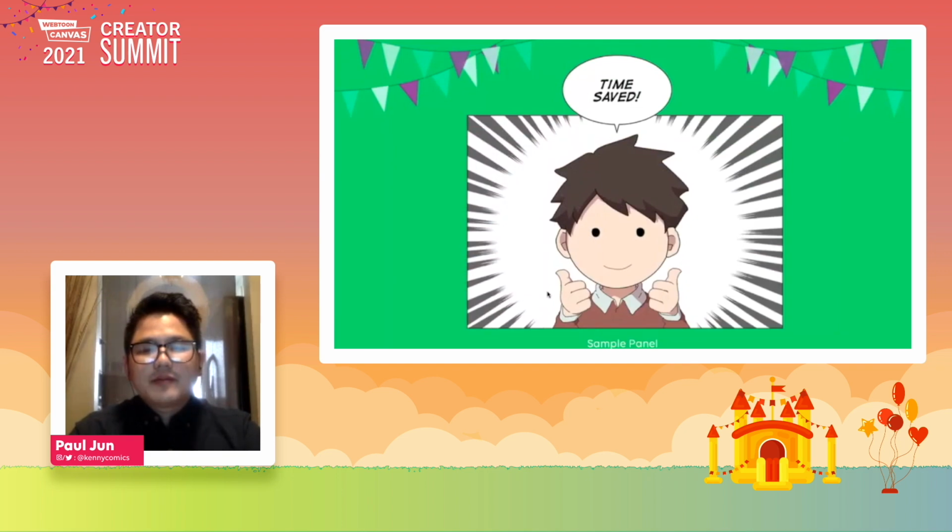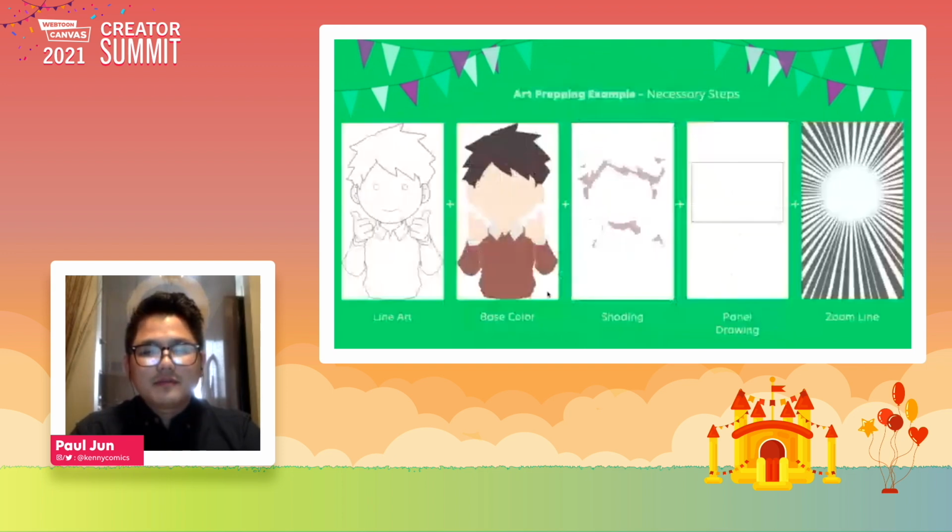Here's a little sample panel I made for this. And this is a sample panel where this little Kennycomics character is very happy that he has saved some time. Now, in order for me to make this panel, I would have to make a sketch, but I actually didn't make a sketch for this. So line art, there will be the base color, and there will be shading, and there will be the panel, the rectangle drawing, and zoom line all applied as one. So each of these processes would take respectively a different amount of time.